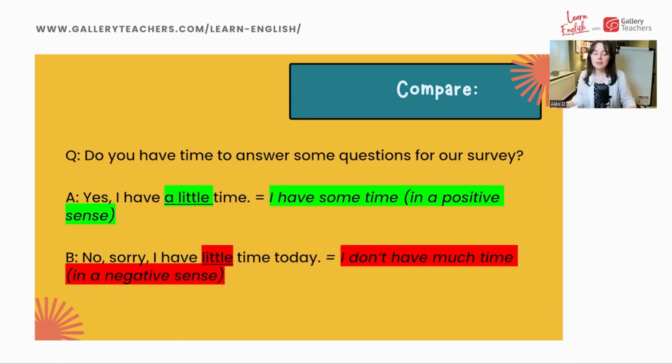Compare person B. No, sorry, I have little time today. Now we know little has a negative connotation here. So I don't have much time in a negative sense. All right. Notice the difference between the positive and the negative connotation. They're both for uncountable nouns, so time is fine here.